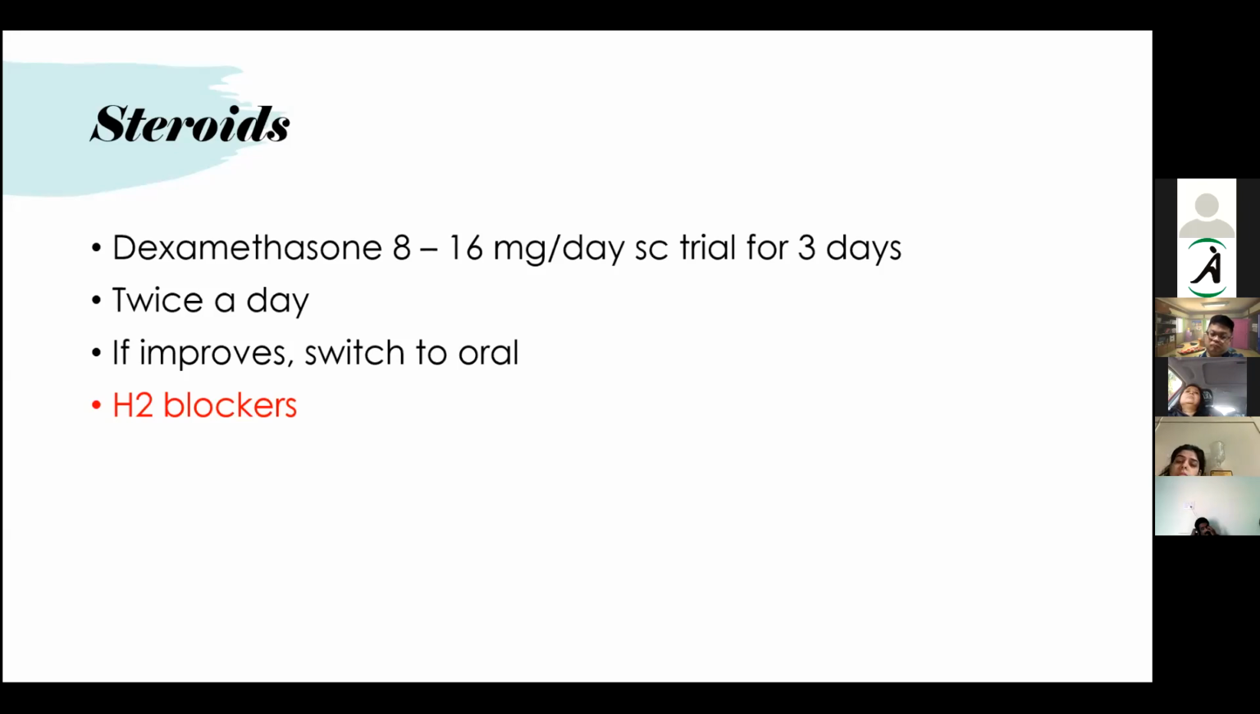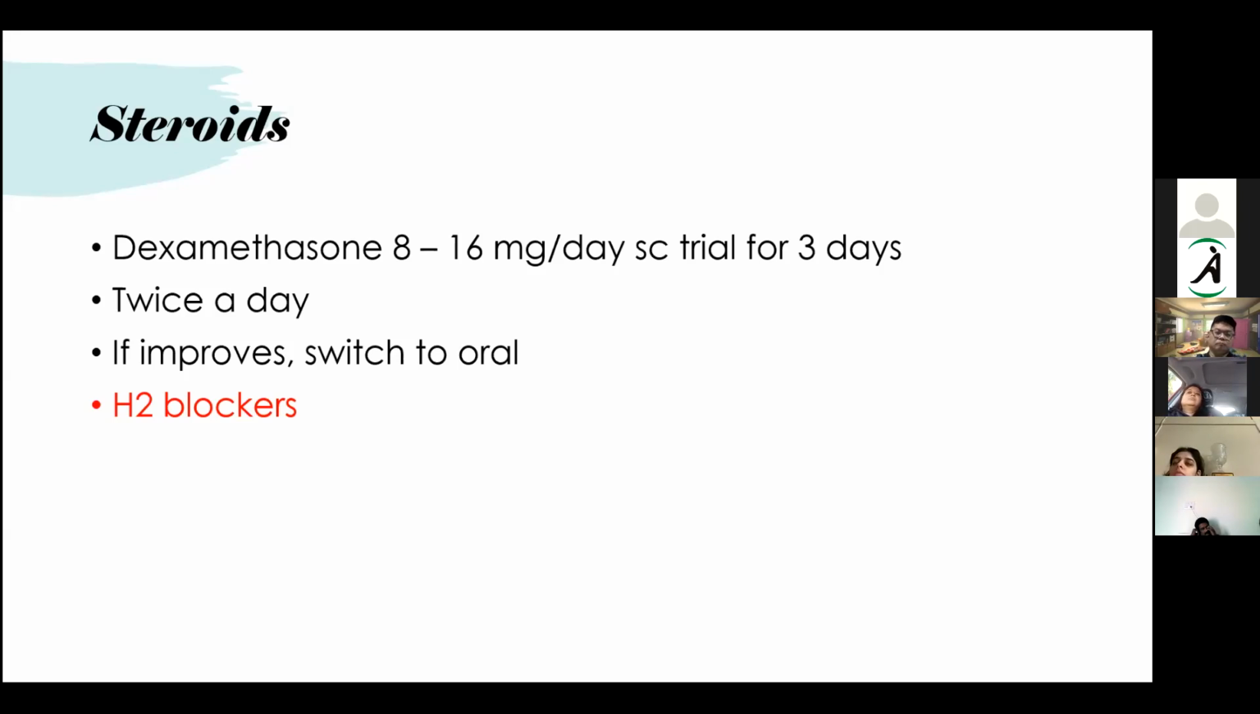The usual dose is 8 to 16 milligrams per day, and we can give a trial of 3 days. We usually give it as a twice daily dose, in the morning and around 2 to 3 p.m. There is usually a tendency to give steroids thrice daily, but when steroids are given at night, some people have sleep disturbances.